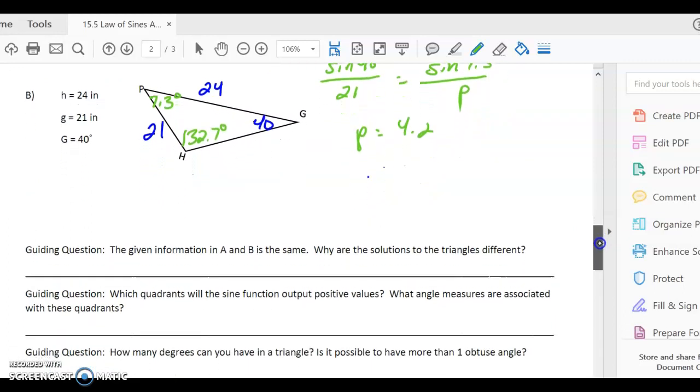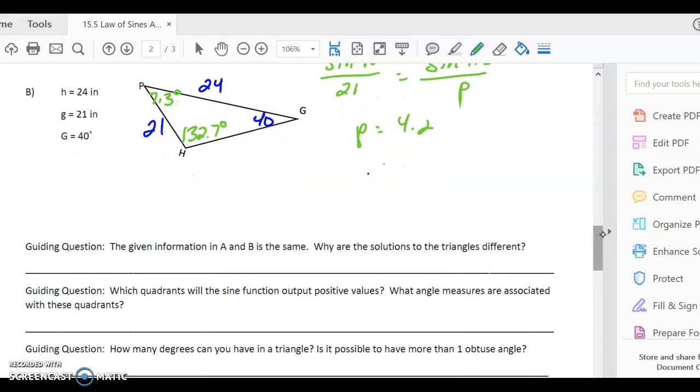So the given information is the same. Why are the solutions to the triangles different? Due to side-side-angle, there are multiple triangles.